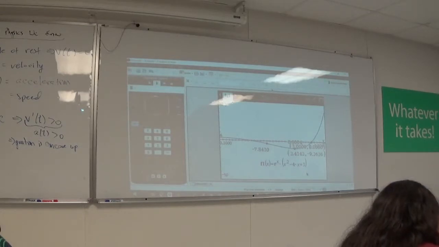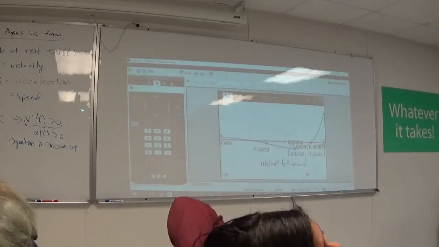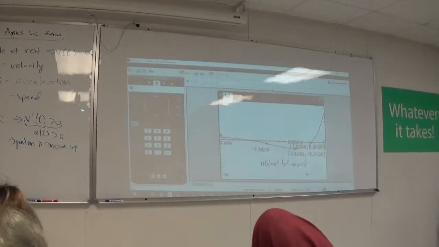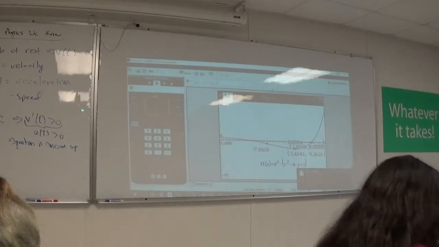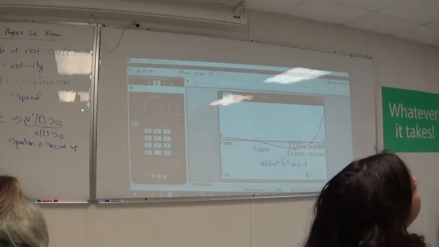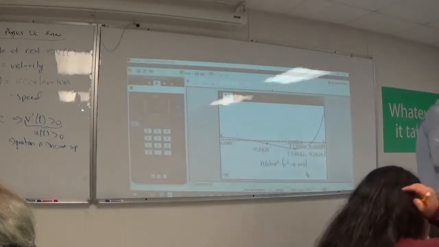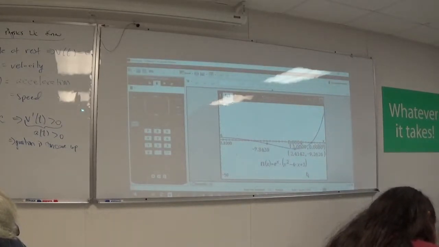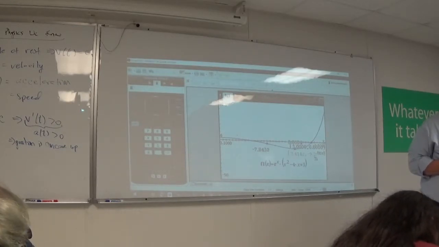Can you tell me what's V of 1.5? Velocity is negative 3.36. And the acceleration is negative 7.8.